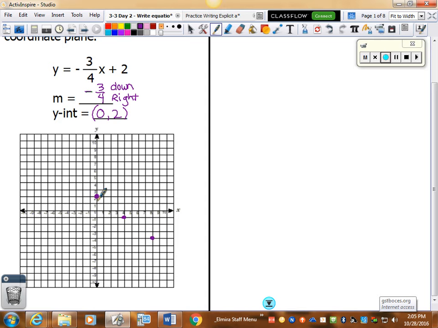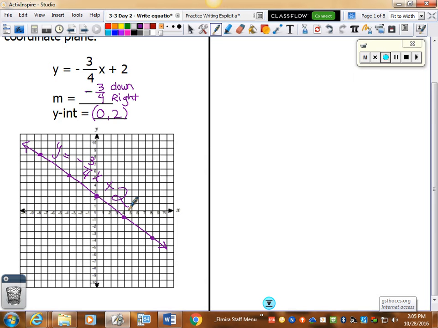Okay? Now I can follow that pattern backwards to get more dots. Up 3, and 1, 2, 3, 4 to the left. Up 3, 1, 2, 3, 4 to the left. Okay. Then I have all the dots that I need. Arrows on each end. y equals negative 3/4 x plus 2.